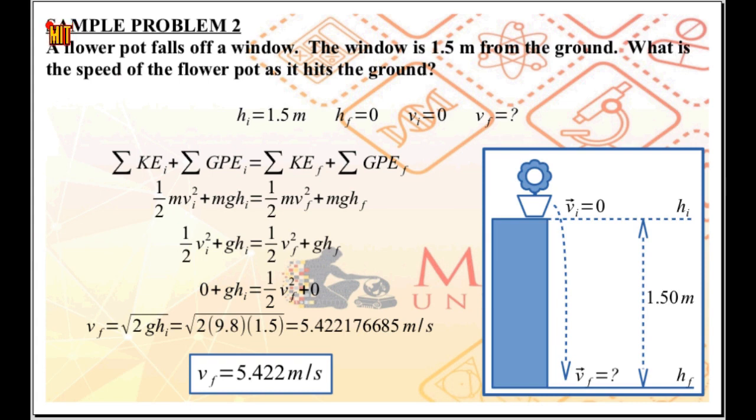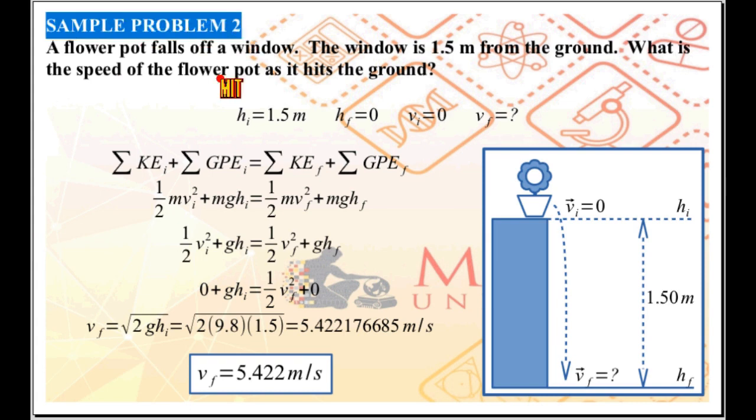And now we have sample problem number 2. A flower pot falls off a window. So let's say this is the window. The flower pot falls off the window. The window is 1.5 meters from the ground. The flower pot falls off the window and falls to the ground, eventually hitting the ground. What is the speed of the flower pot as it hits the ground?